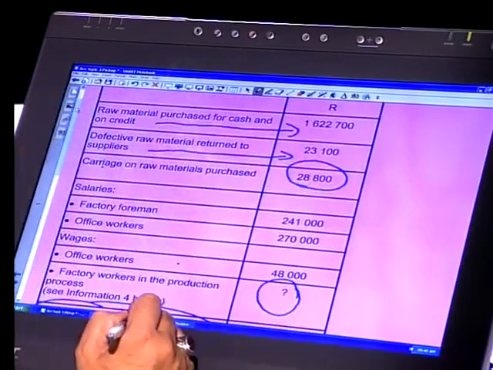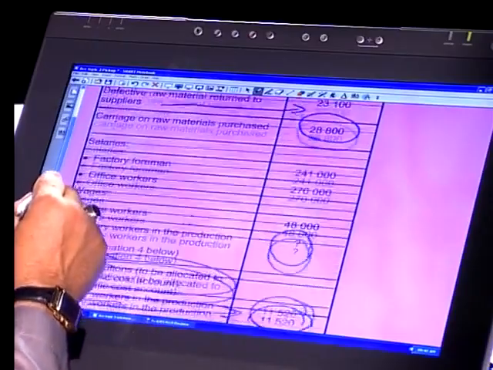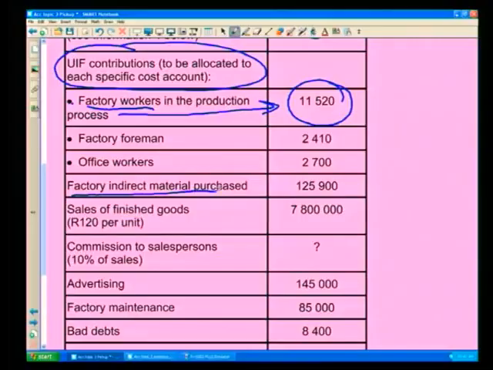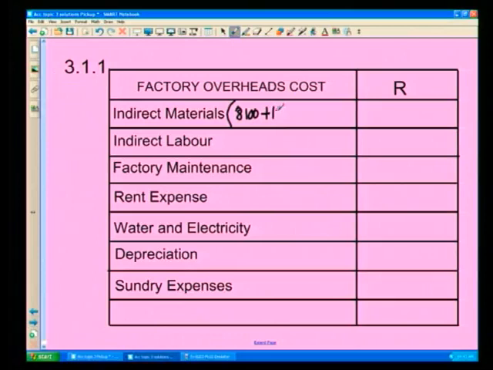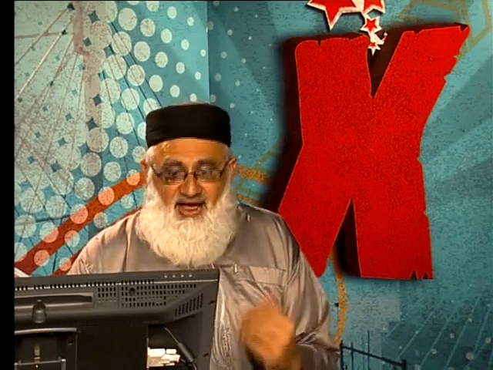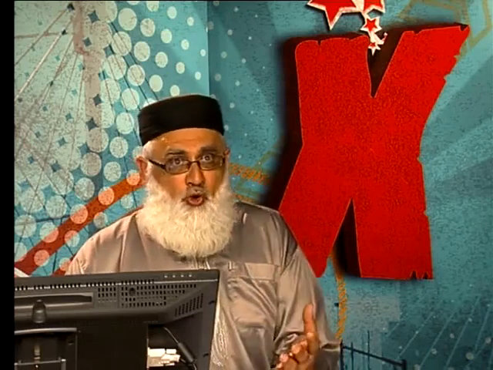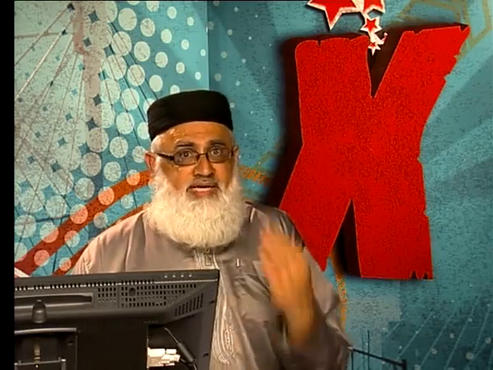Let's find it. We should have information here regarding our indirect materials. Did we buy indirect materials for the year? Let's check. There must be a figure somewhere in the information. There goes. Factory indirect materials purchased. You see that? Okay, and the amount is 125,900. So, into my note, 125,900.